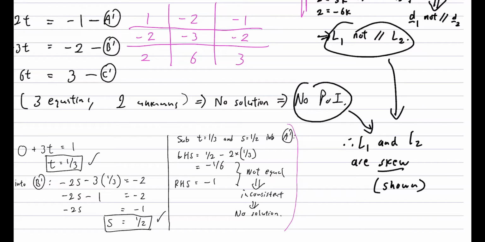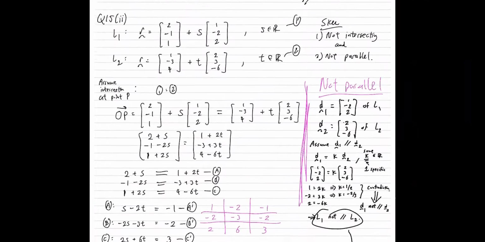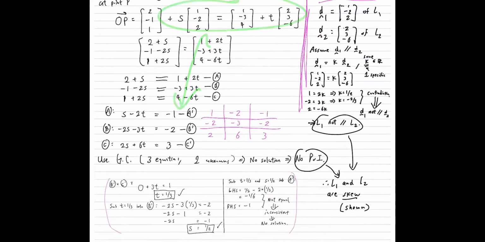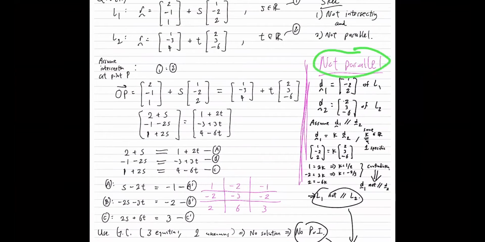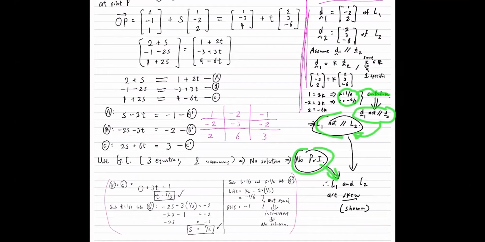It is in your syllabus, so learn this. You need to do quite long-winded work. Basically, equate them, solve the system, you get no solution, therefore no point of intersection. Then you want to show not parallel. Take the direction vector, assume that they are parallel, so you get d1 equal k d2. You get a bunch of equations. Solve for k 2 times. You'll see that they will be inconsistent at least one time. Therefore, you get contradiction. Contradiction means that d1 is not parallel to d2, so L1 is not parallel to L2. No point of intersection, not parallel, then you conclude that they are skew lines.